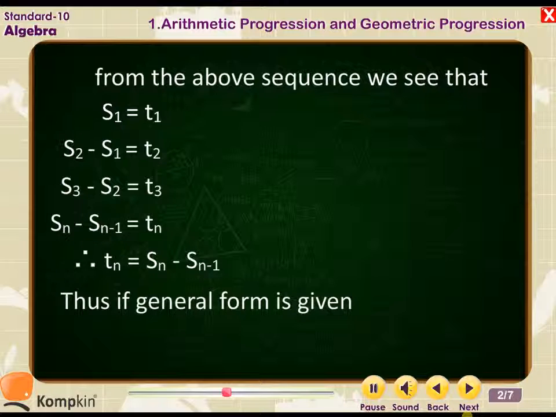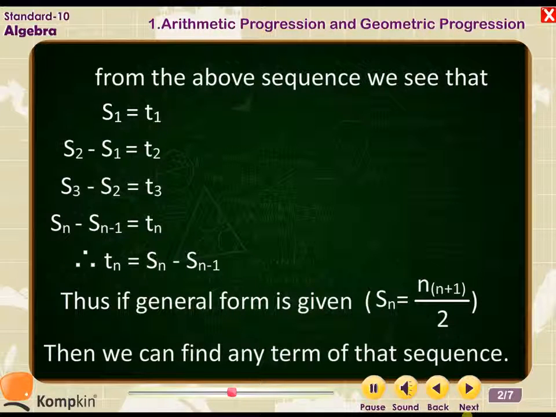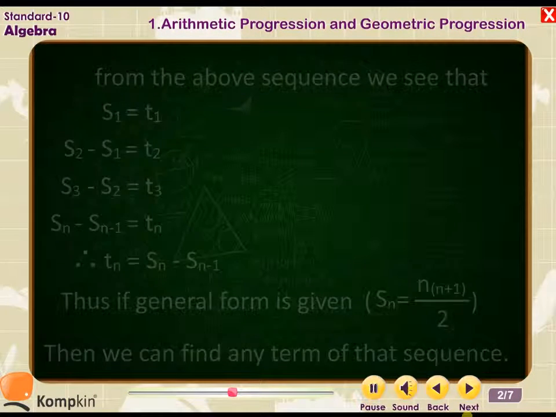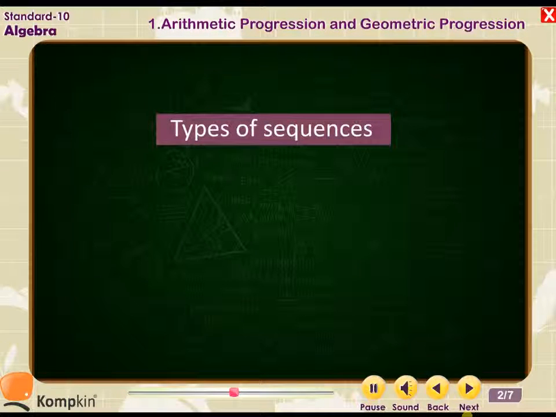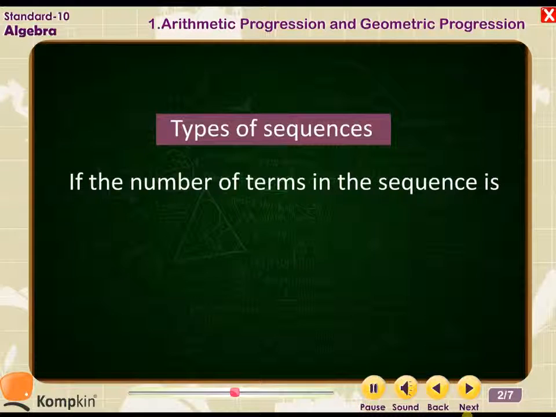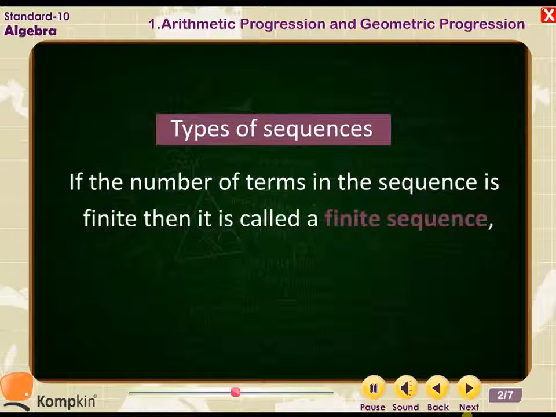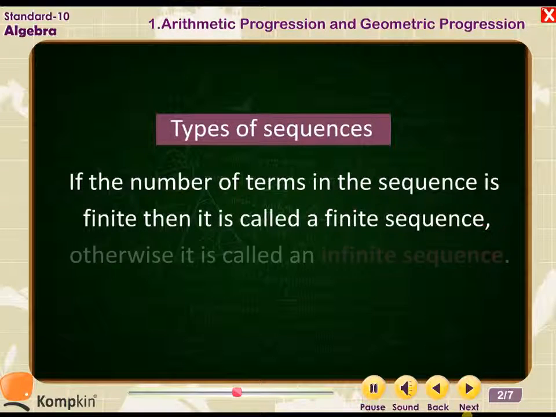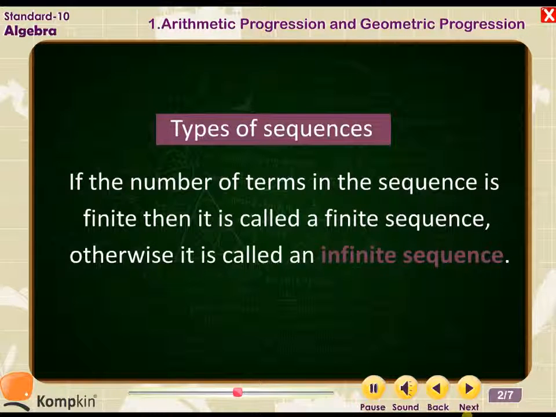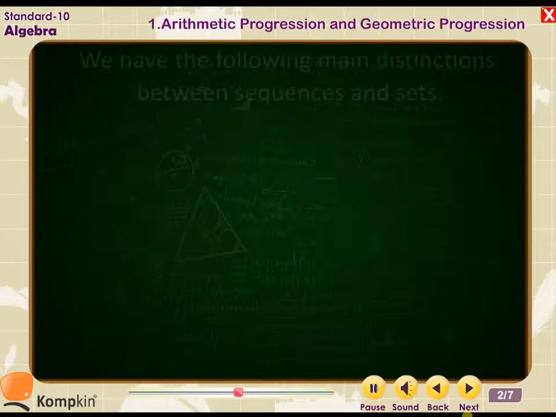Thus, if the general form is given, for example Sn is equal to n plus 1 upon 2, then we can find any term of that sequence. Types of sequences. If the number of terms in the sequence is finite, then it is called a finite sequence. Otherwise, it is called an infinite sequence.